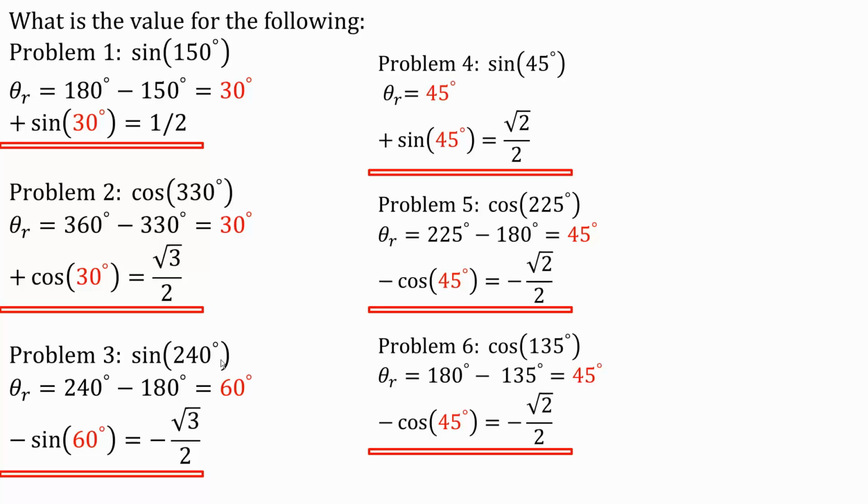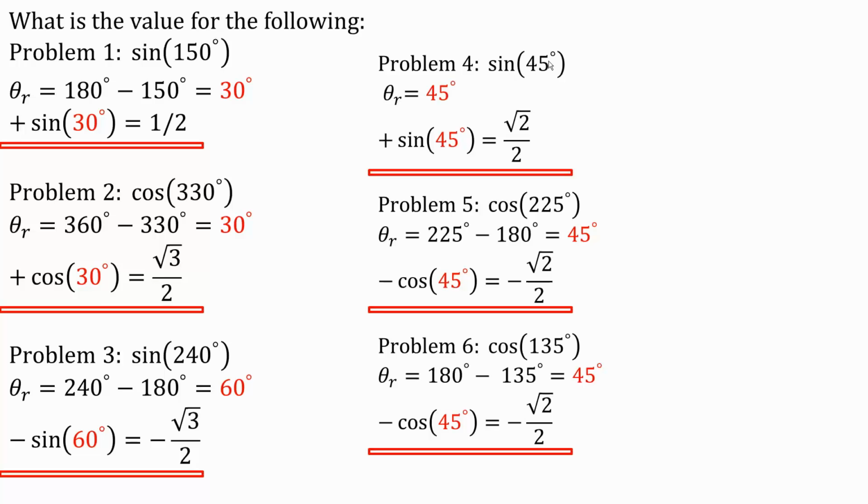Next, sine 240. What is our reference angle? We are in the 3rd quadrant. So 240 minus 180 is 60 degrees. And in the 3rd quadrant, only tan is positive. So we have negative sine 60 degrees. And so we would get negative the square root of 3 divided by 2.